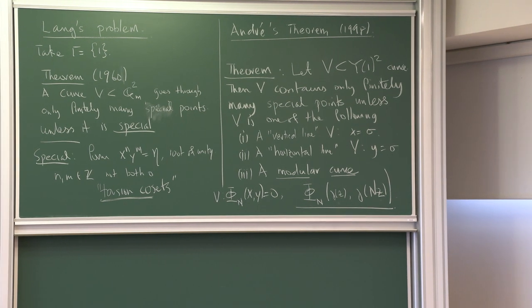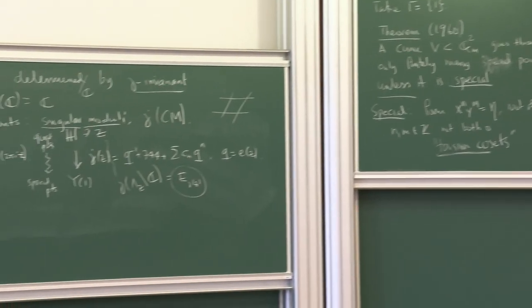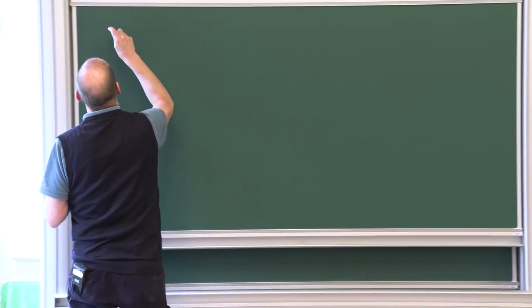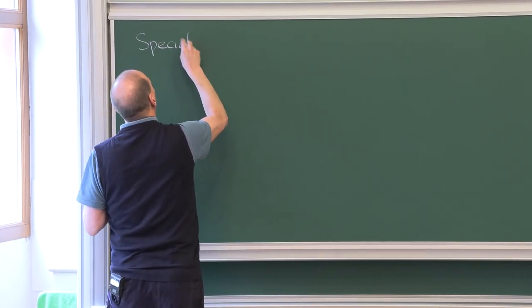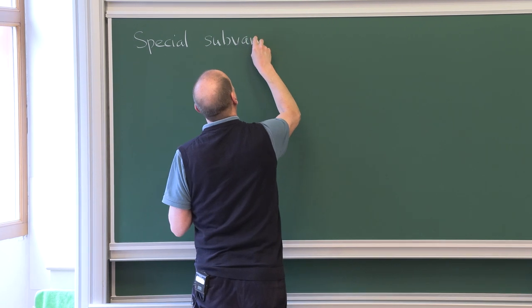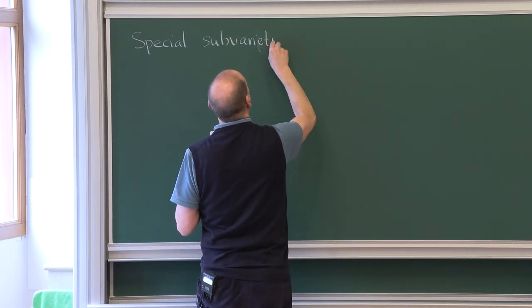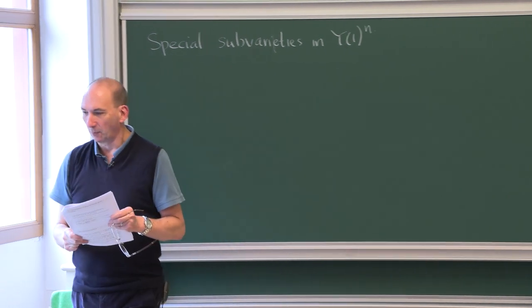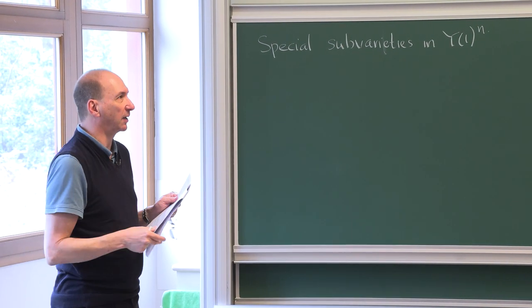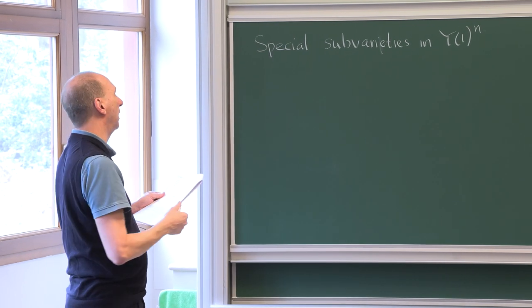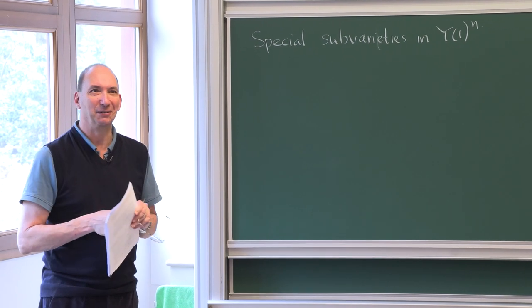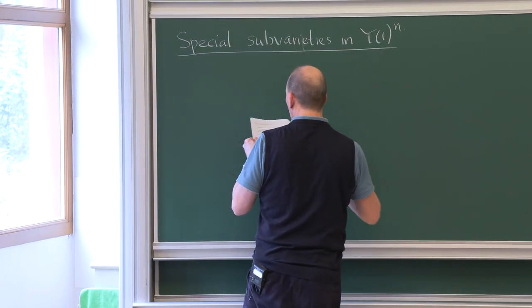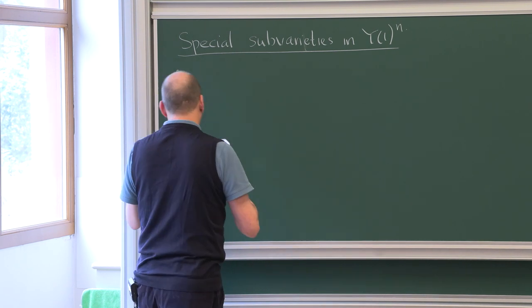So I guess I want to talk about the special subvarieties in Y1 to the n, because this is the case I want to talk more specifically about specific problems, and it's also the only case where you can very explicitly write down exactly what these look like. So I'm going to give kind of a non-explicit description.